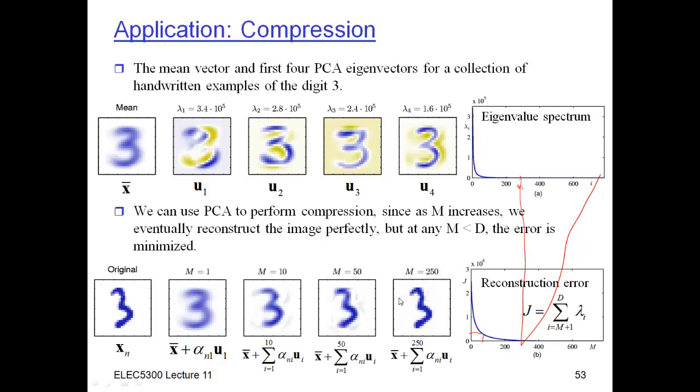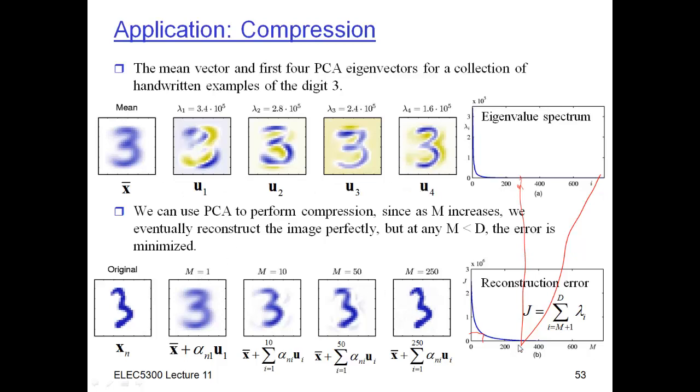And on the bottom here, I show you some examples of reconstructions of the original digit xn, by adding together the mean vector plus all these vectors here, which are the eigenvectors. And so one thing I can do is say, well, suppose we start adding together 1, 10, 50, or 250. What does the actual reconstruction look like? And that's shown down here, right?